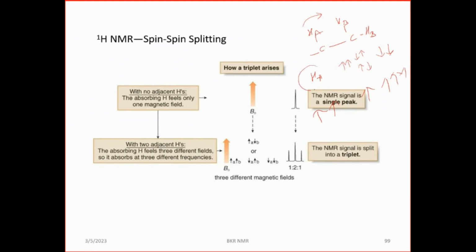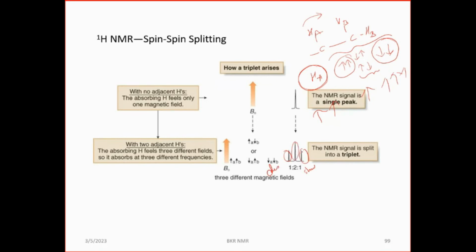So now, what field do I experience? I experience a highly de-shielding zone, a highly shielding zone, and an intermediate between shielding and de-shielding. So I feel three different kinds of environment. I am experiencing three different fields. This is the highly shielding zone, this is the de-shielding zone, and this is intermediate.